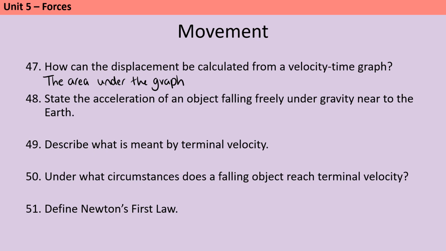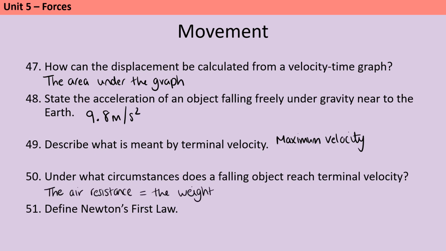An object that's falling freely near to the Earth has an acceleration of 9.8 meters per second squared, and eventually that object will reach terminal velocity, which is the maximum velocity that it can reach, because at this point the forces acting on it are balanced. So for a falling object, it will reach terminal velocity when its weight is equally balanced by the air resistance.